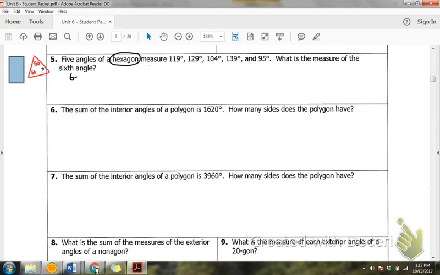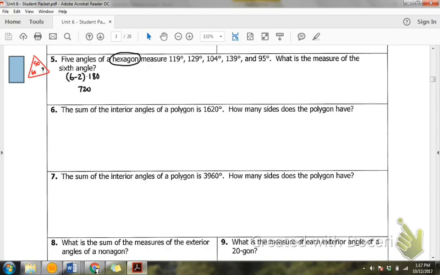6 sides minus 2 times 180. All right, so we have to figure out the total first. So 4 times 180 is? 6 minus 2 is 4. 720. So I know that all 6 angles in a hexagon are going to add up to 720. And I have 5 of the 6 angles, don't I? What could we say that 6th angle is called? Say that again, Ashley.